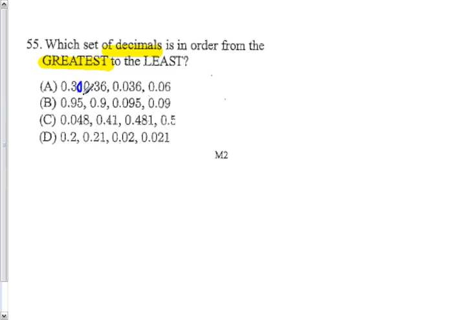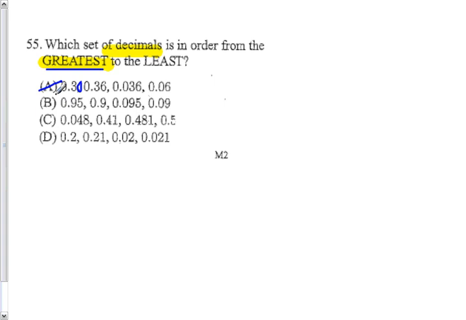0.30 right there. Now that is a smaller number than 0.36, because we're moving more toward 0.4. So A would not be a possibility. We need to be going down. Remember, we're going from greatest to least, so we should be going down as we go through the decimals. So let's look at B.